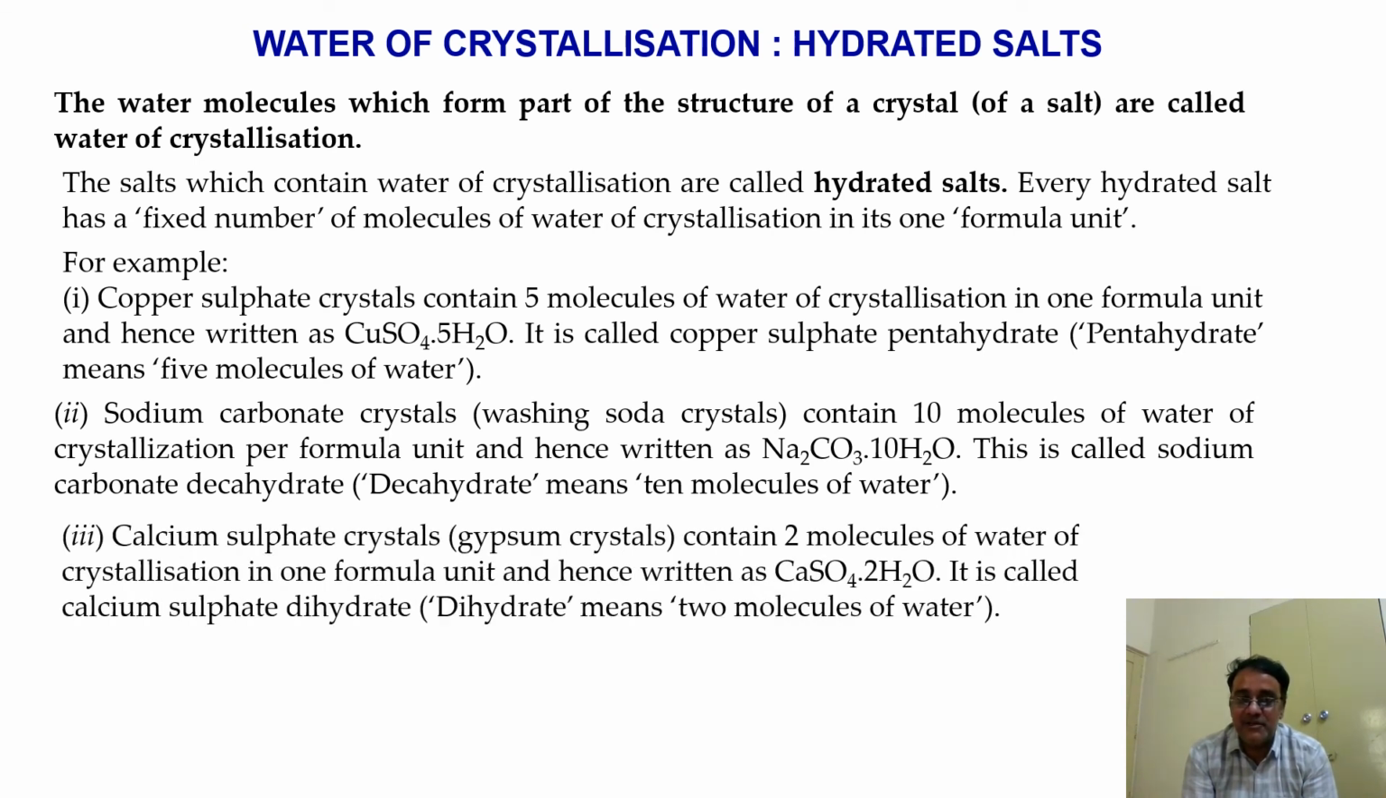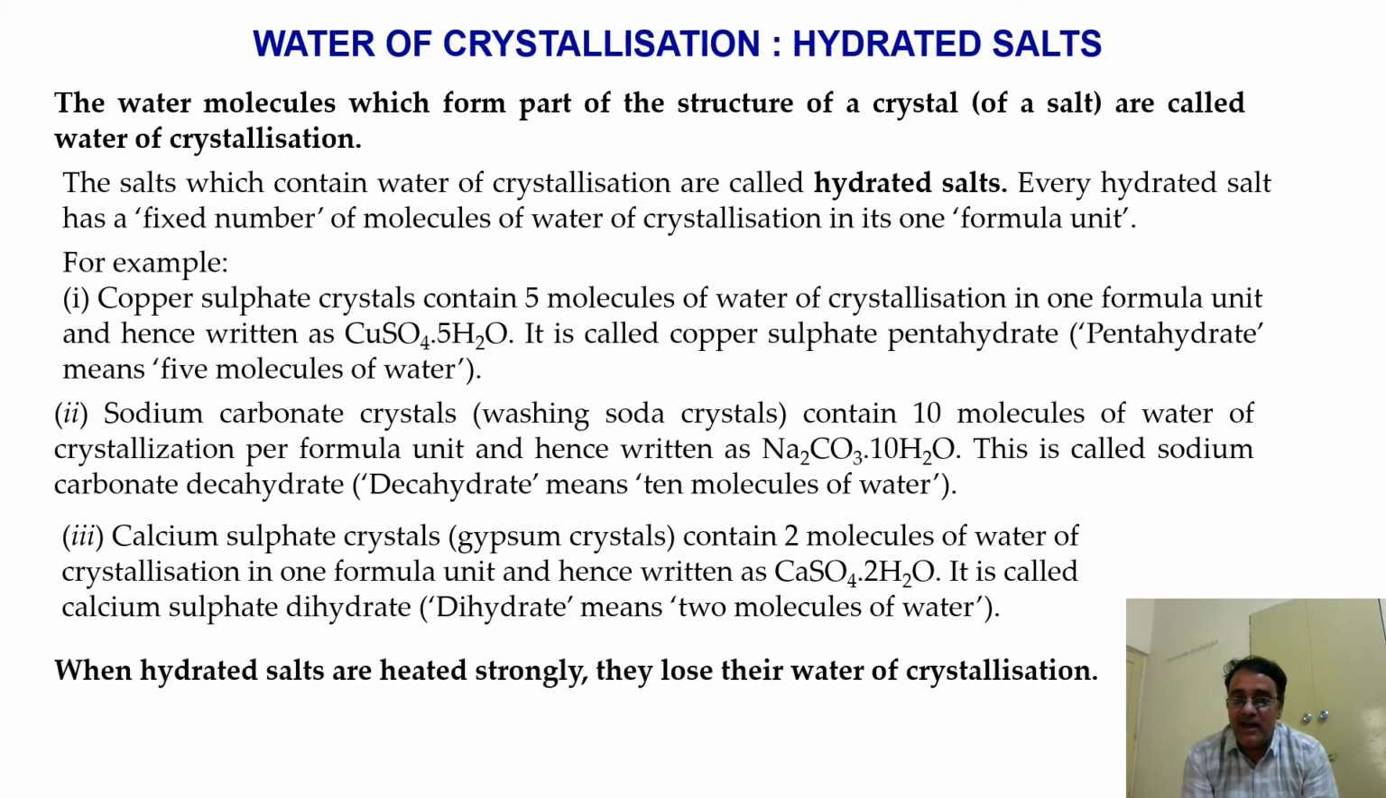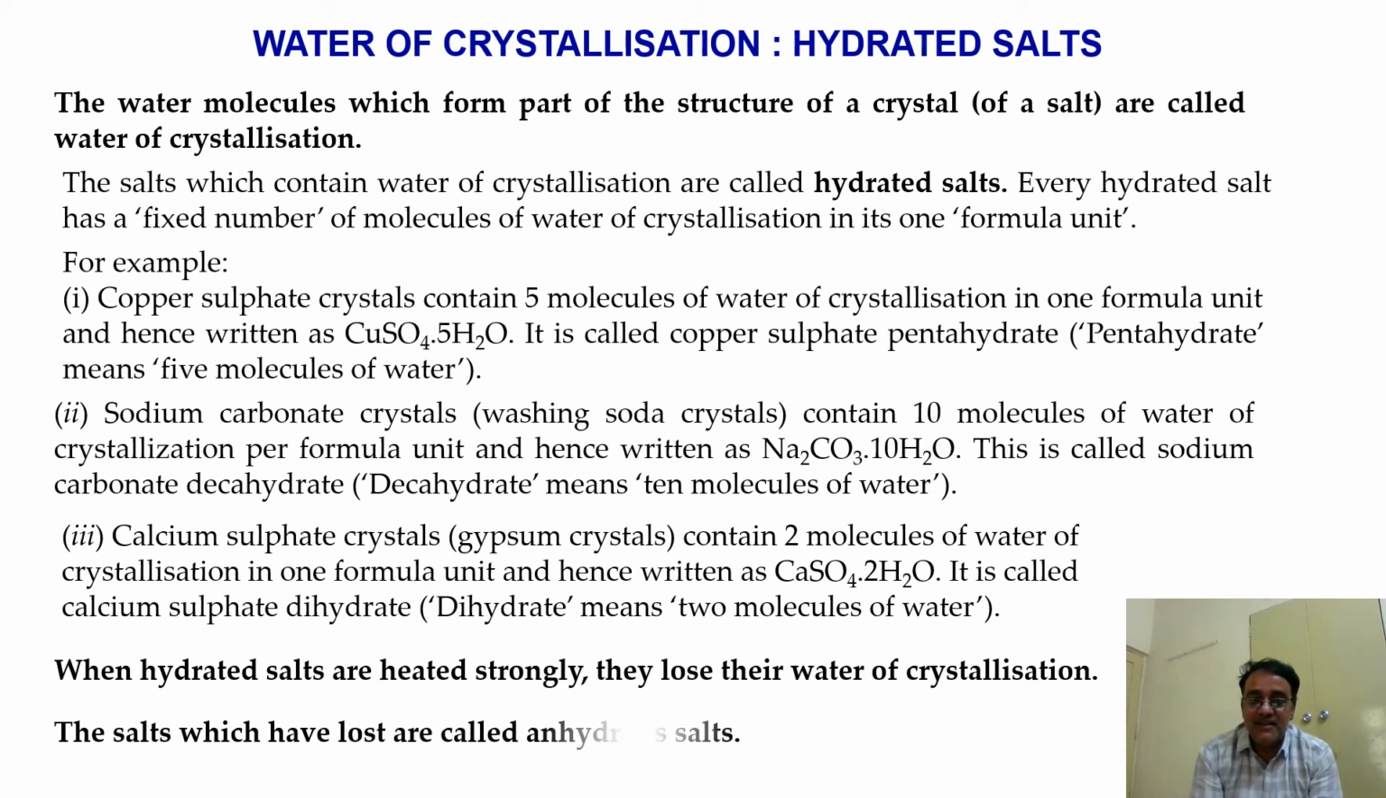We'll see one more example, calcium sulfate crystals. It is also known as gypsum crystals. It contains only 2 molecules of water. Okay, there are 2 molecules of water in one formula unit, therefore it is called dihydrate. Di means 2.